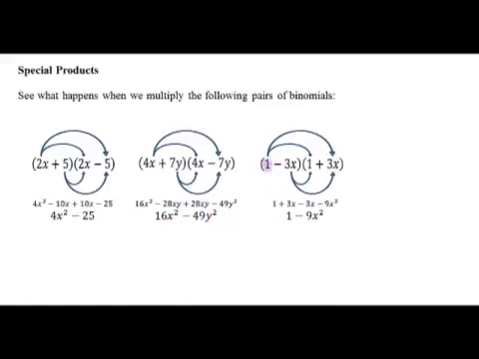The same thing happens with this last one. 1 minus 3x, 1 plus 3x. We get 1 plus 3x minus 3x minus 9x squared. The middle terms combine and drop out, and I have just the first and the last terms.